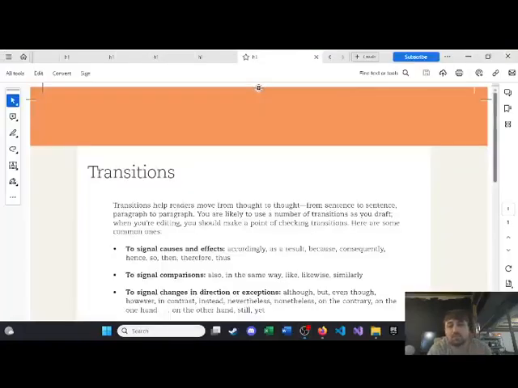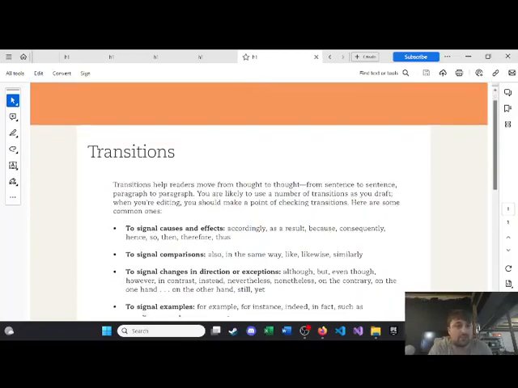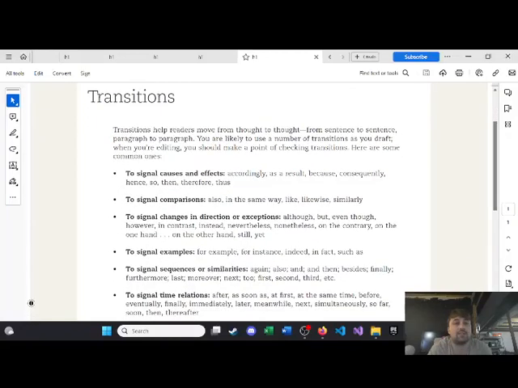All right, let's discuss transitions. So a transition is going to be a word or phrase that helps the flow of the writing. It helps the reader move from thought to thought. So you don't want to just put a sentence and then another sentence and another sentence and not connect them together. You want to transition from each sentence to the next.